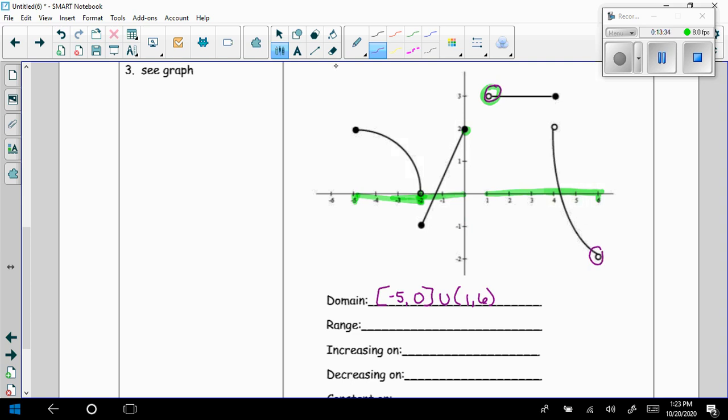Okay? Your range, we're going to do the same thing. We're going to look at your y-axis going up. And so our lowest value is here at -2. And we continuously have something all the way until this +2 here. And then it skips and we have another value at 3. We don't have anything above the 3 or anything below the 3.